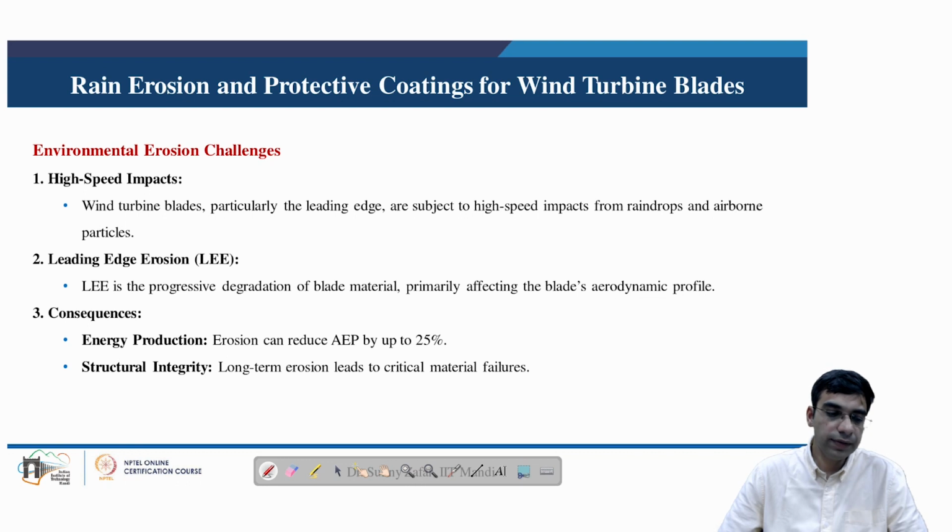The consequences of such environmental erosion occur in terms of energy production, in which the erosion can reduce the annual energy production by 25%. The structural integrity of the blades may also be compromised because of long-term erosion, which can lead to critical material failures.